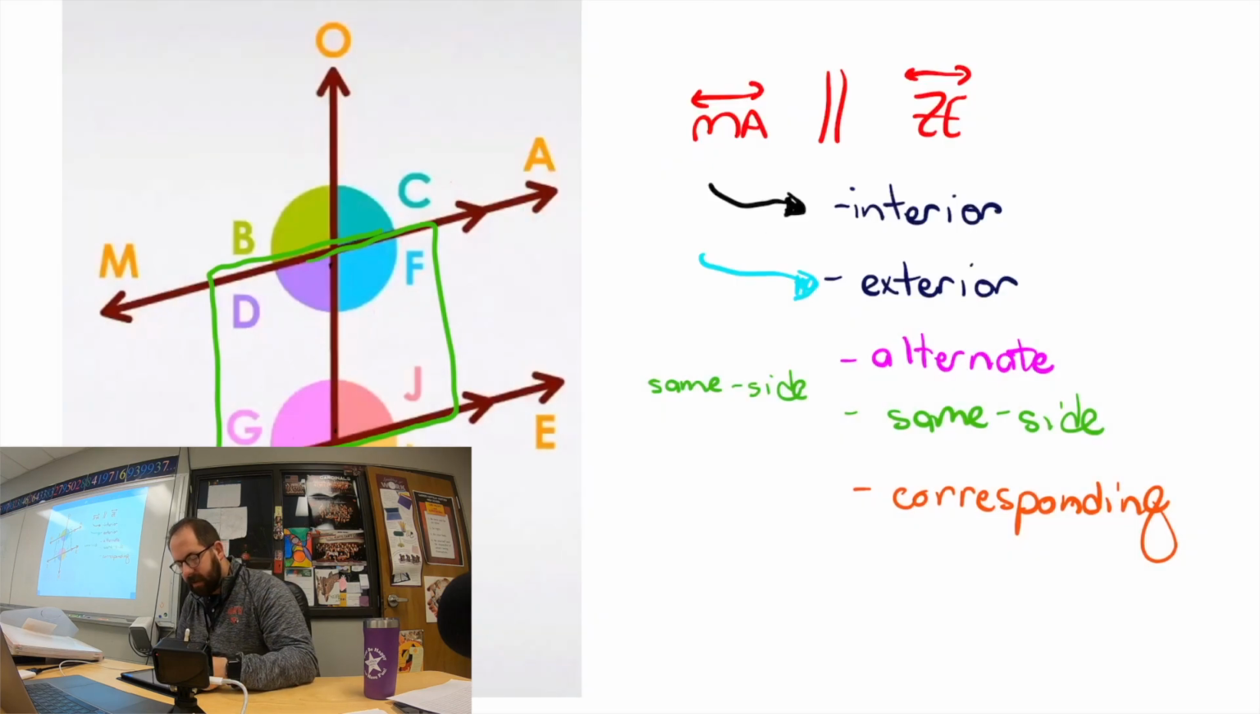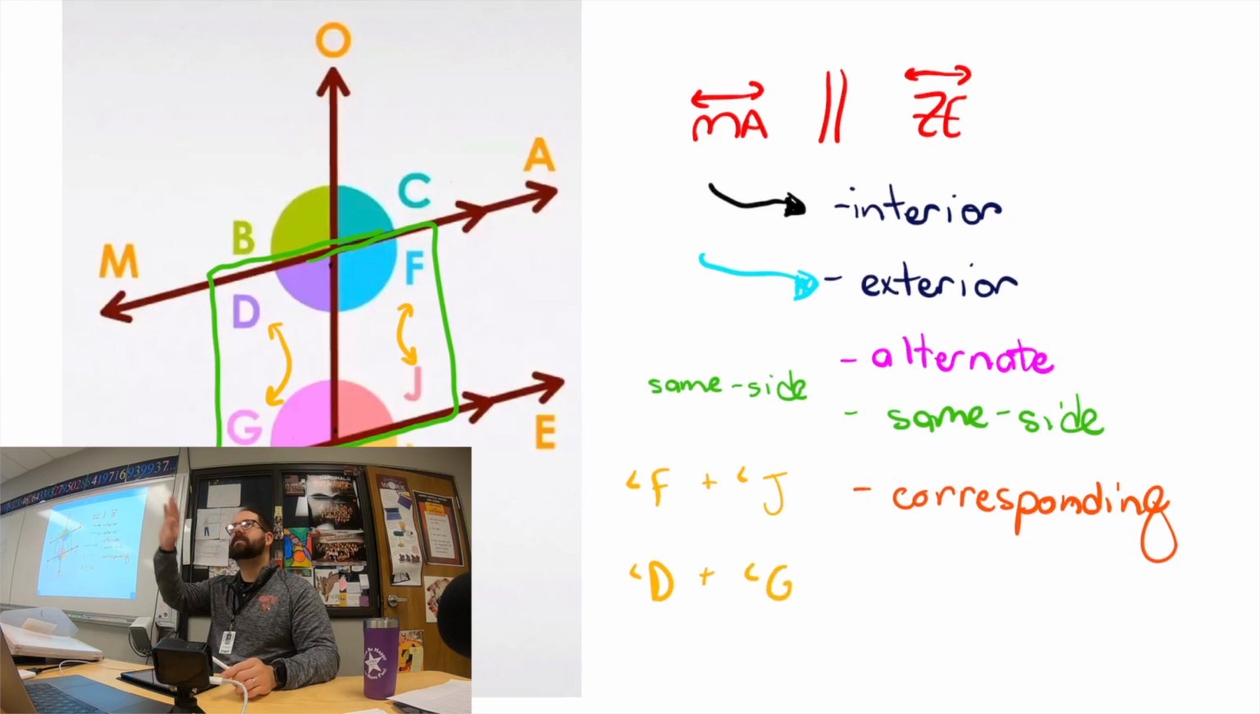And G. Yeah, this pair here, F and J, right? Angle F and angle J. And yeah, D and G, like I said. That's your other pair, angle D and angle G. Those are same side interior. They're on the same side of the transversal. Again, possibly as early as Wednesday this week, we'll learn our first properties about those.